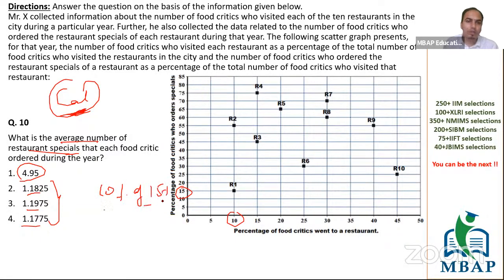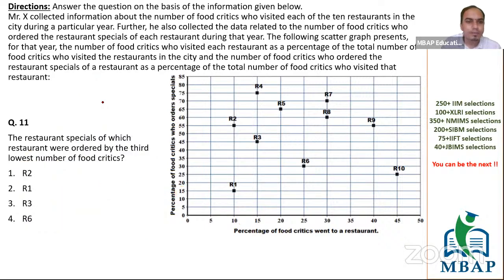This is going to become 1.5 or something like that. Similarly, you have to do it for all of them and then take an average. That's going to be a little time consuming, but if you use a calculator, you'll be able to do this. Next: restaurant specials for which restaurant were ordered by the third lowest of the food critics. Now, for this, if I use the data smartly, I have four options in front of me.